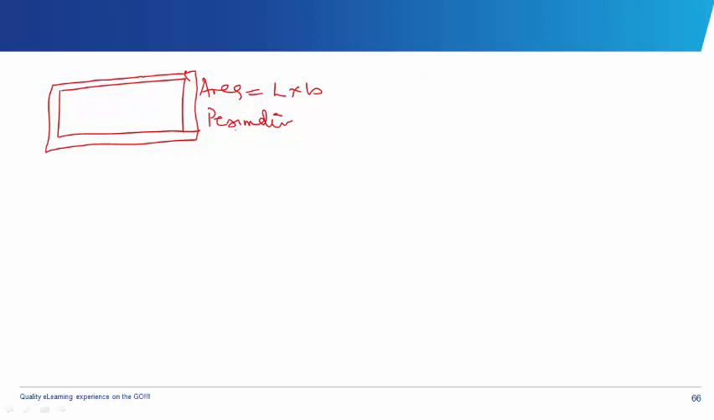So the perimeter will now be equal to 2 times the length plus the breadth. Okay, so it will be 2 times length plus breadth. So that is this plus this, and you multiply by 2. Okay, now let's look at an object that looks something like this.